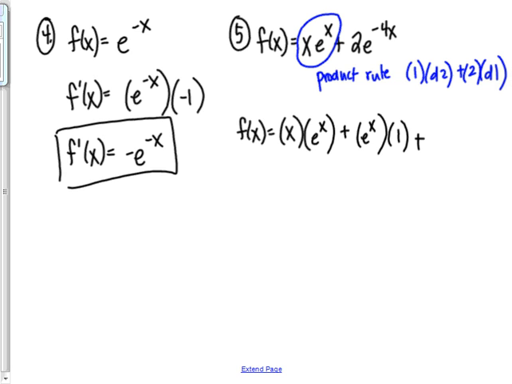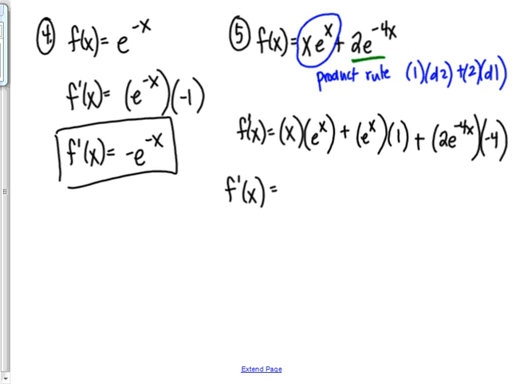Now, we need to deal with this part, okay? Well, since it's just 2 in front and not an x, we just do it like normal, copy it down, and multiply it by the derivative of the exponent. The derivative of negative 4x is negative 4. Okay, so let's clean up, and I forgot my prime right there earlier.